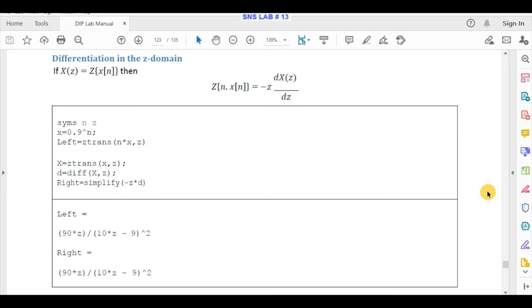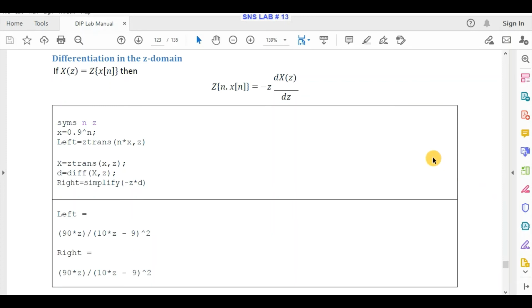The next property is differentiation in z domain. This property states that if we have a signal x of n and by taking its z transform it will return x of z, then differentiating that x of z with respect to z and multiplying it with minus z will be equal to the z transform of n x of n.